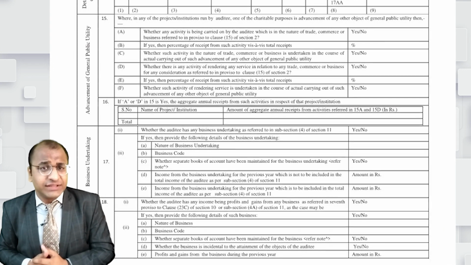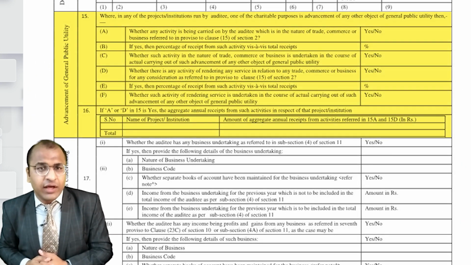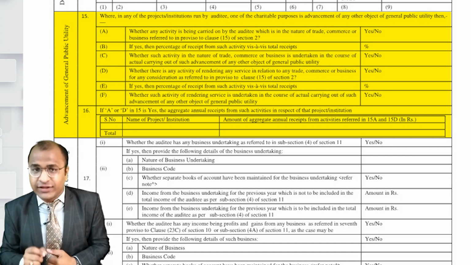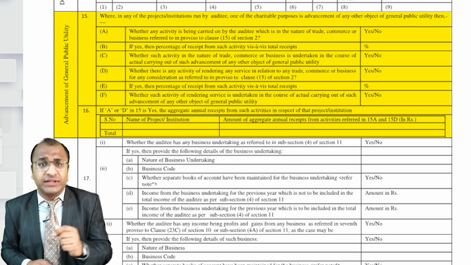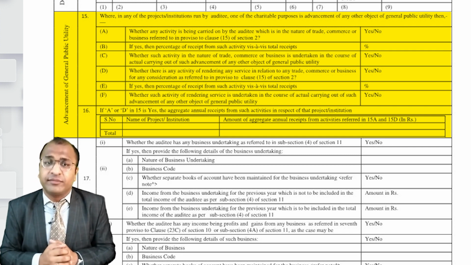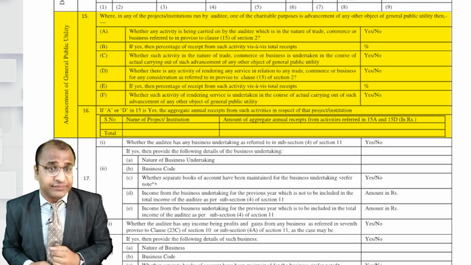Then, for the organizations who are involved in advancement of general public utility, the auditor has to report on the nature of business undertaking, the income derived from it, whether it is incidental to the main object or not, and whether separate books of accounts are kept or not, along with many other small things.